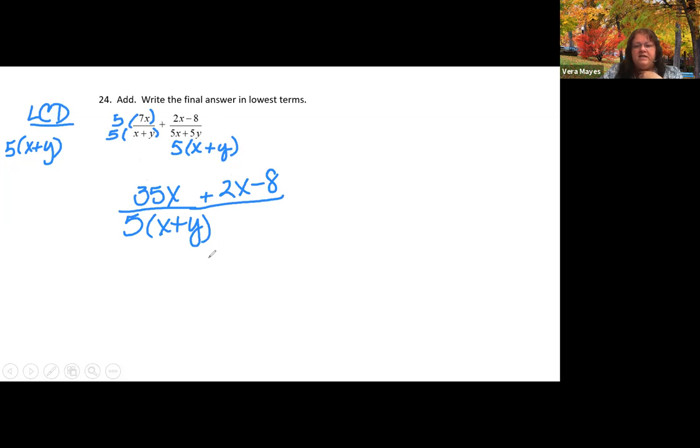2x minus 8. Add up the tops, I have 37x minus 8 for 5 times x plus y. 37 and 8 don't have any common terms, so I'm done. There's no canceling. I kind of feel gypped on that one, but the common denominator wasn't too bad. Once we factored it, we saw that they already had something in common. The first one was just missing the 5. All right, any questions on this one?